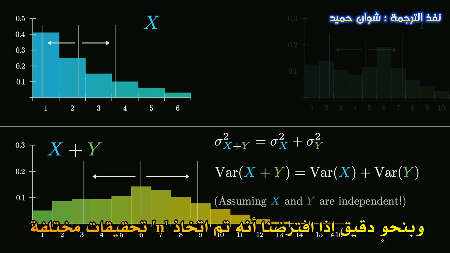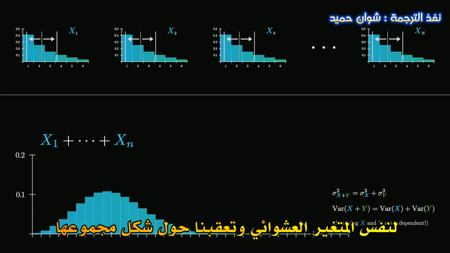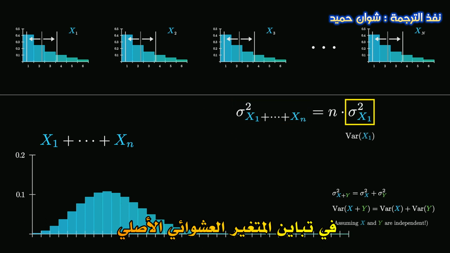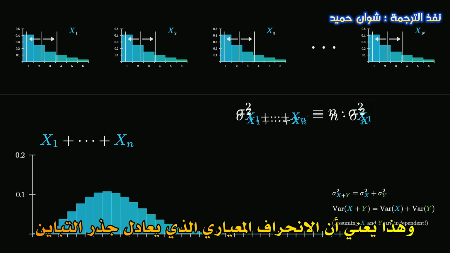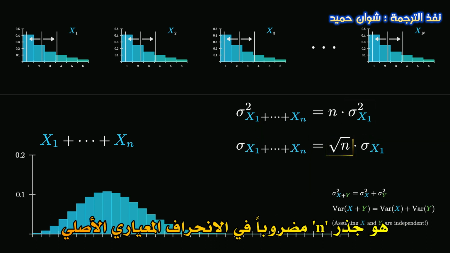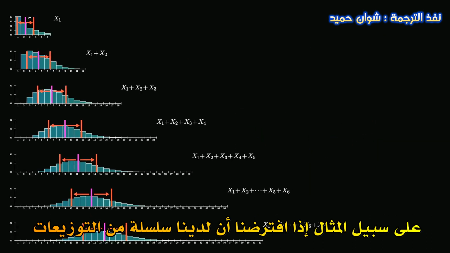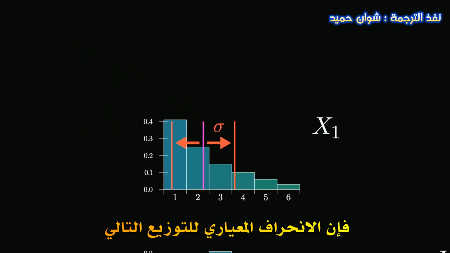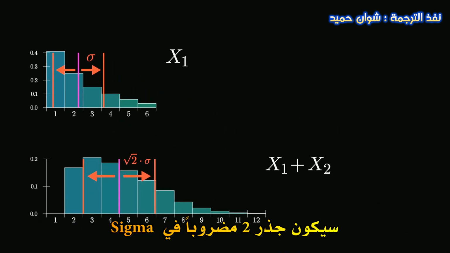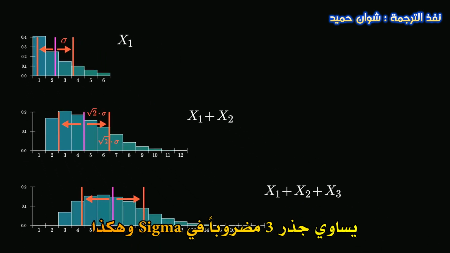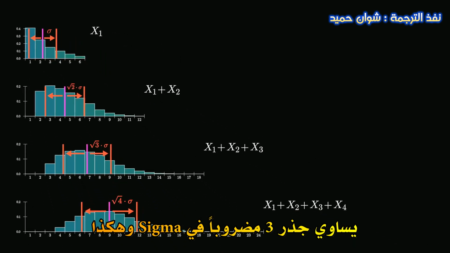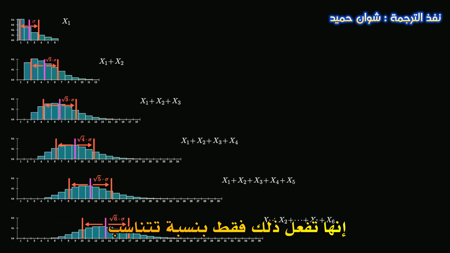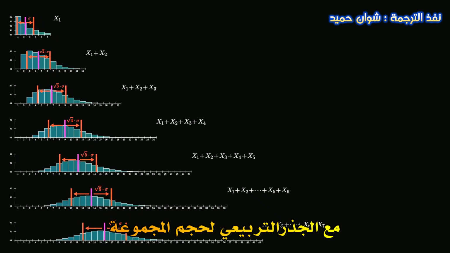So critically, if you were to take n different realizations of the same random variable and ask what the sum looks like, the variance of that sum is n times the variance of your original variable, meaning the standard deviation, the square root of all this, is the square root of n times the original standard deviation. For example, back in our sequence of distributions, if we label the standard deviation of our initial one with sigma, then the next standard deviation is going to be the square root of 2 times sigma. And after that, it looks like the square root of 3 times sigma, and so on and so forth. This, like I said, is very important. It means that even though our distributions are getting spread out, they're not spreading out all that quickly. They only do so in proportion to the square root of the size of the sum.